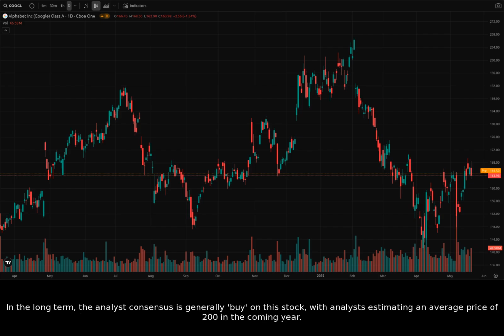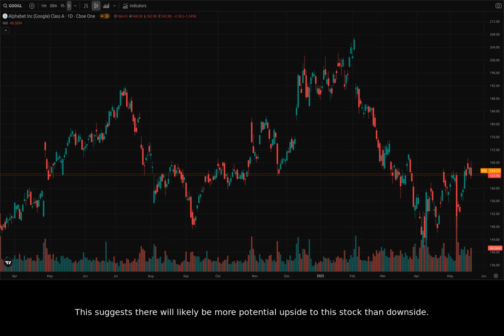In the long term, the analyst consensus is generally buy on this stock, with analysts estimating an average price of 200 in the coming year. This suggests there will likely be more potential upside to this stock than downside.